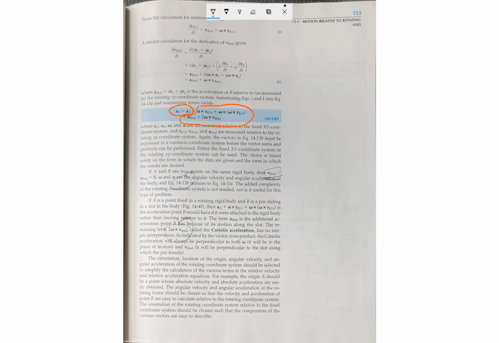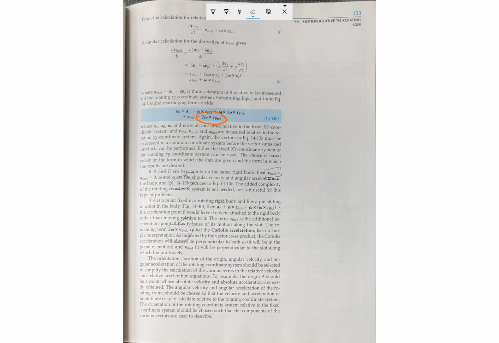Well, one thing is that we can work backwards a little bit here. Let me cut to the end of the story. One of the end of the stories is this term, the Coriolis acceleration, which is just this final term. It says here, the remaining term called the Coriolis acceleration has no simple interpretation. That's a bummer. As indicated by the vector cross product, the Coriolis acceleration will always be perpendicular to omega, it will be in the plane of motion, and to the relative velocity. It will be perpendicular to the slot along which the pins travel.